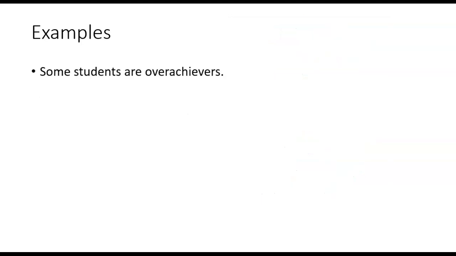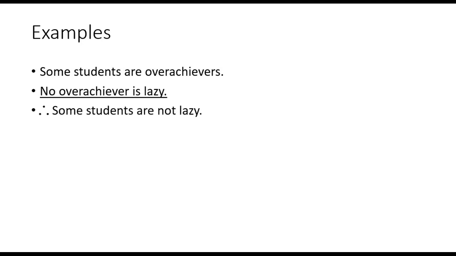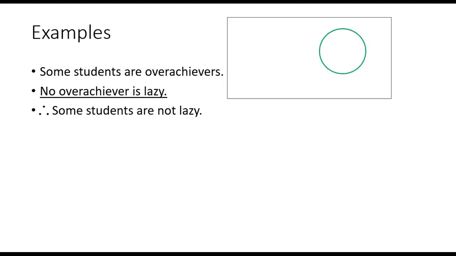Next example, some students are overachievers. No overachiever is lazy. Therefore, some students are not lazy. So I have three things: students, overachievers, and lazy people. So I draw my sets. There's my students. Some students are overachievers. So that's my X there for the first premise. Second premise, no overachiever is lazy. So that means my blue circle for lazy cannot cross the red one.